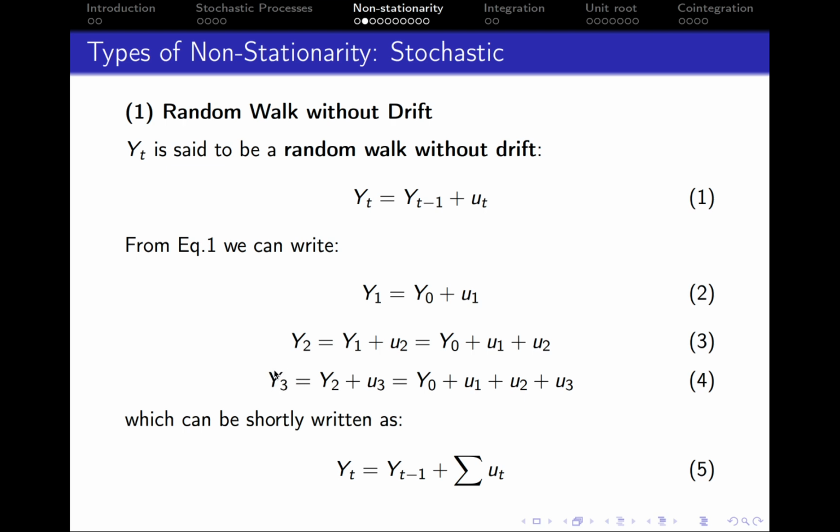We can do the same for the third period. So y in the third period is equal to 3 minus 1, so y2 plus the third error term. We have the equation for y2, right? It's y0 plus u1 plus u2. So let's substitute it into this equation, and we get y0 plus u1 plus u2 plus u3. And this whole system of equations can be shortly written as y in period t is equal to its value in the initial period plus the sum of the error terms, like u1 plus u2 plus u3 and all the way to ut.